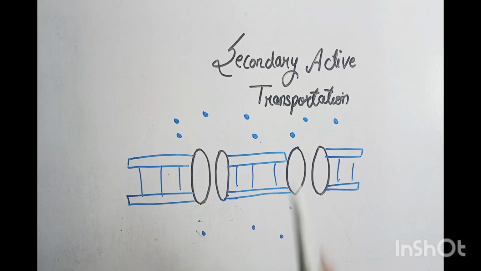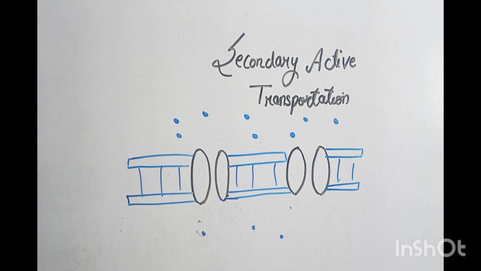In this video, I will discuss secondary active transportation. What is active transportation? Active transportation means the movement of substances from low concentration to high concentration. There are two types of transportation: primary and secondary active transportation.